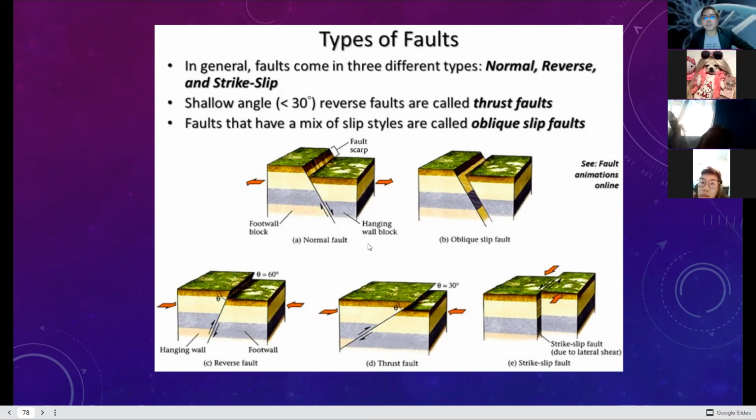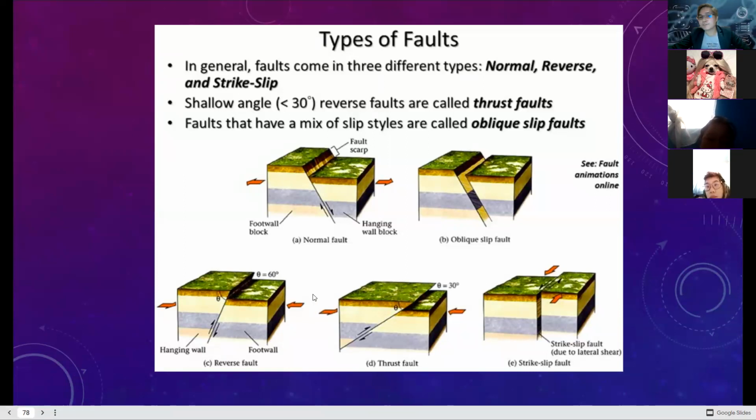Pulling each other, on opposite sides. That's a normal fault. How about the reverse fault? In the reverse fault, the hanging wall is moving upwards. They're squeezing each other, moving upwards. But if the angle is 60 degrees, meaning to say that this is a reverse fault.